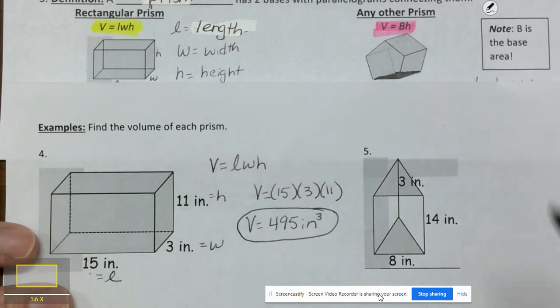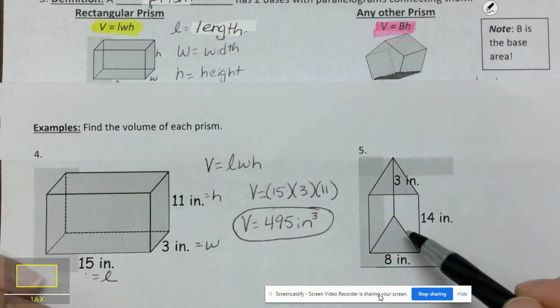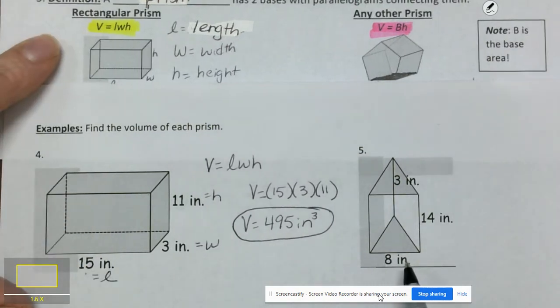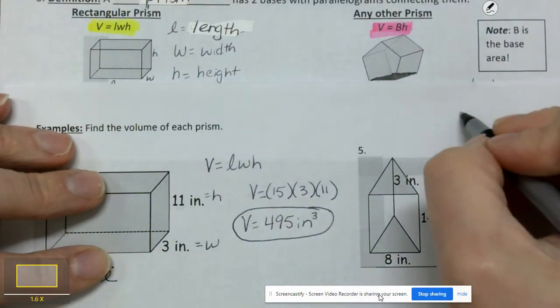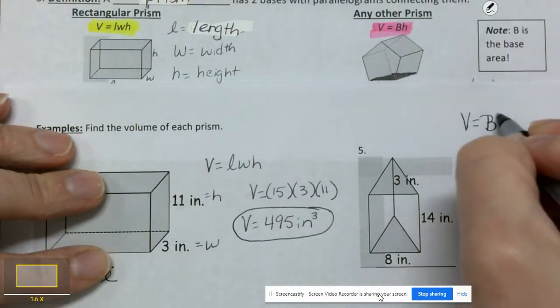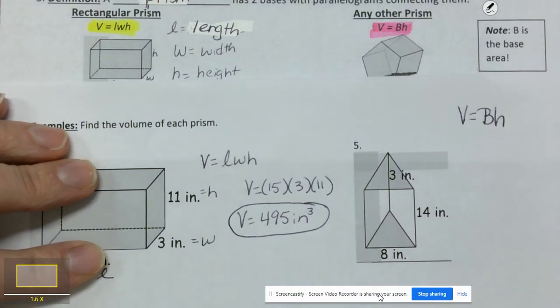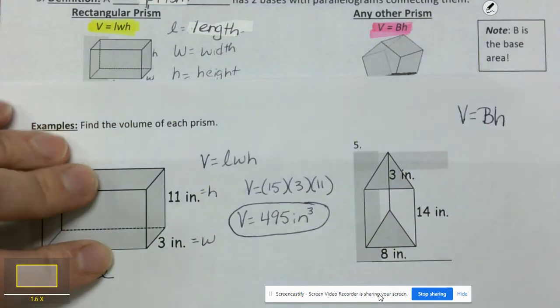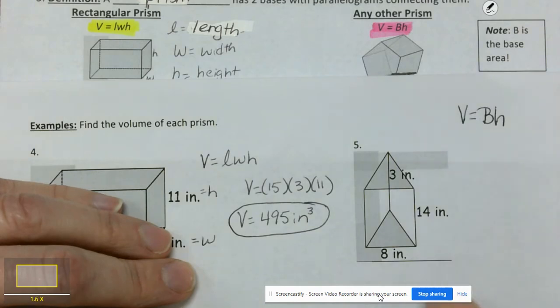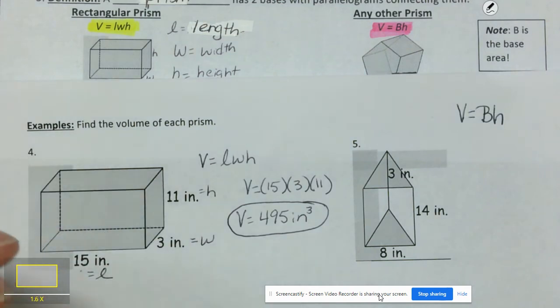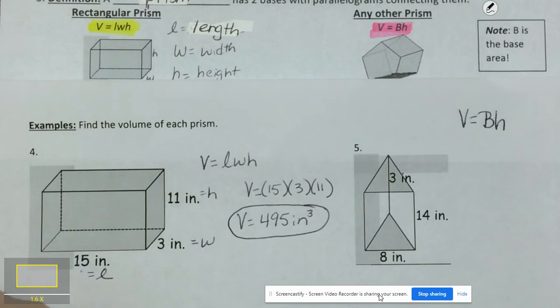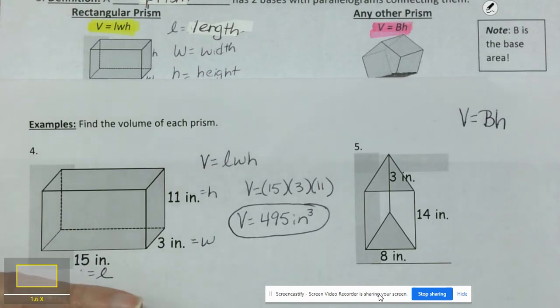Okay, now, for number 5, you'll notice this does not look like a rectangular prism. It looks like this one, any other prism. So that means I'm going to have to use V equals base times height. That means that I have to come up with the base of this triangle. I've got to come up with the base, okay? So in order to come up with the base, we're going to have to figure out a few things, okay?